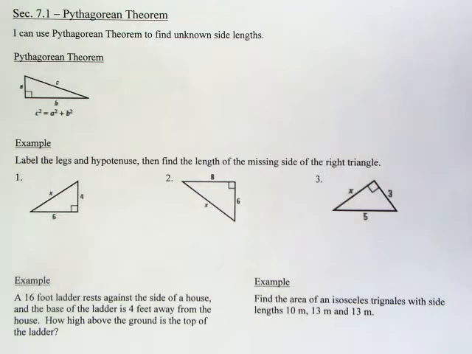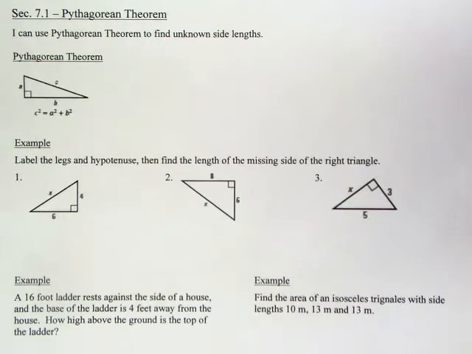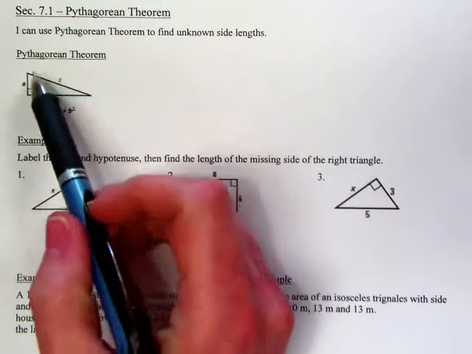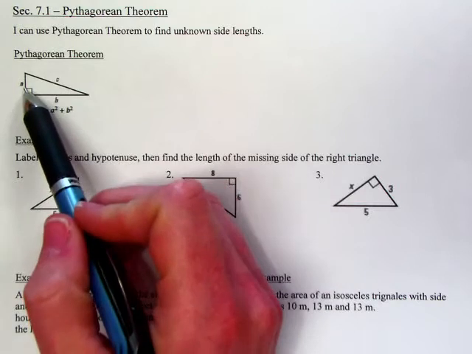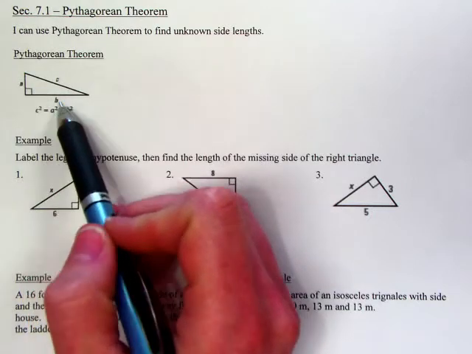This is section 7.1, and today we're going to be talking about the Pythagorean Theorem. All of chapter 7 focuses completely on triangles, so we'll be doing a lot of different things with triangles. And the first one starts off by talking about Pythagorean's Theorem, which you may have heard of before. It deals with a right triangle and how the sides are related to each other.